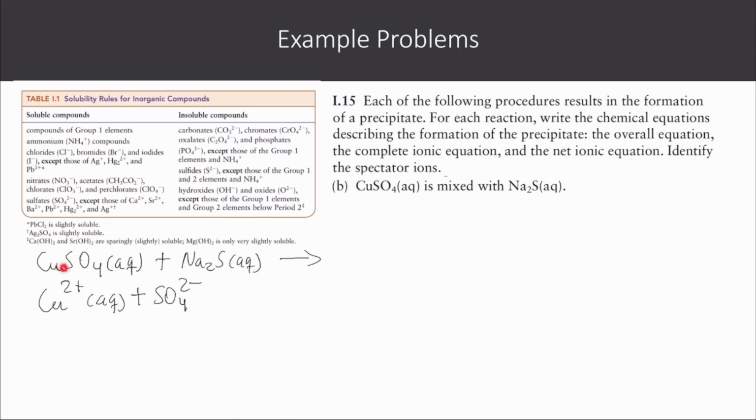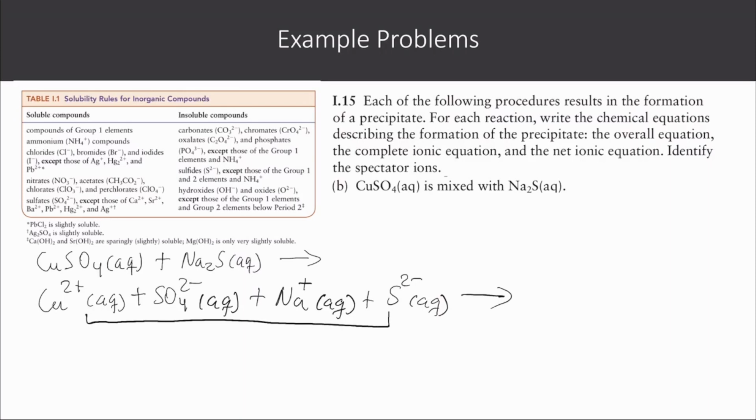Because they have a 1-to-1 ratio, when the charges cross, we have 2 for the subscript of copper and 2 for the sulfate subscript, but they get simplified to 1. So they get a 1-to-1 ratio. This is also aqueous. And for the sodium, sodium is in group 1, so it's a +1 aqueous, and sulfide is a -2 aqueous. Then we put the cation with the anion of the other molecule, and same for the other one.